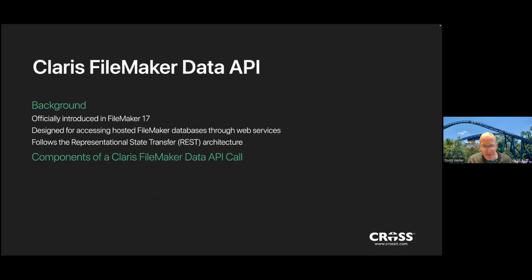And the components of that Data API call are, you have your endpoint URL, which is either the IP address or the fully qualified domain name of your FileMaker Server.